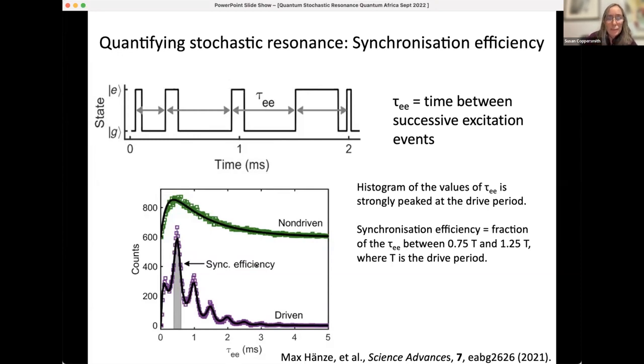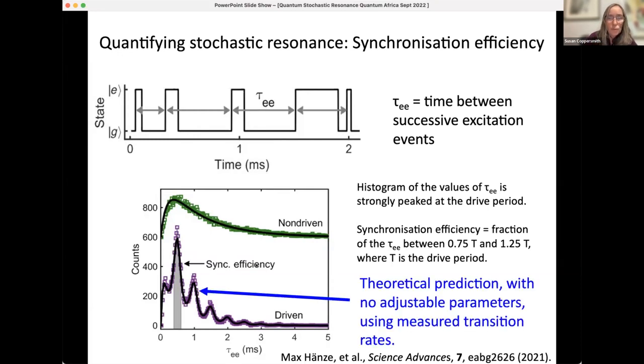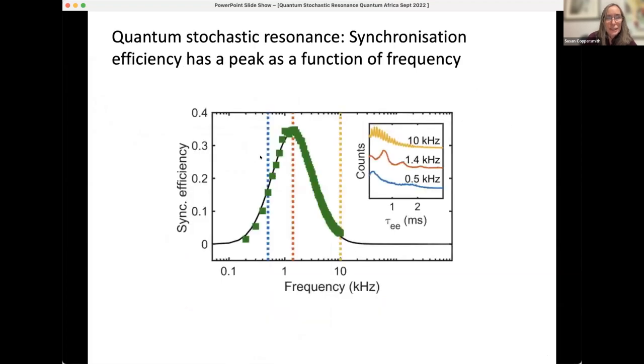I think I have the next one. Oh, I'll go back to show you that. Here's the next one. The synchronization efficiency, just for this case, which is not a completely modulated drive, but nonetheless, is pretty high. It's like 35%, again in this case.